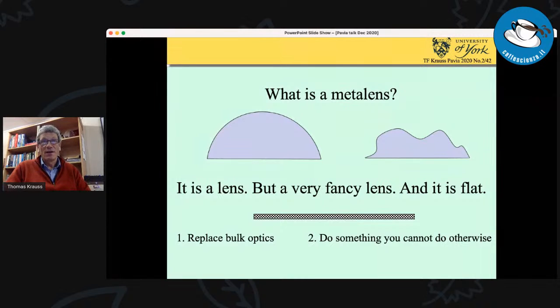So in terms of interest here, there's 2 reasons we want to do this. We want to replace bulk optics, as I say, but we also want to do something new, something you cannot do with glass lenses. And obviously, as researchers, this is more interesting for us. But let's start with replacing the bulk optics.